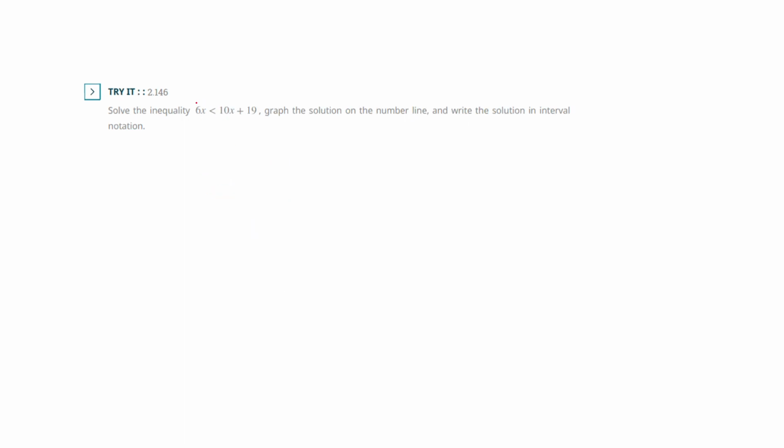Okay, normal rules. So the rooms are clean. We want to get the x's back together. I'm going to subtract 10x from both sides. Now I'm dividing both sides by negative 4, so we have to keep in mind that that flips it. Okay, we want the x's that are greater than negative 19 over 4. Okay, well I don't want that exact number, so I give it a parenthesis, and then we'd be going on forever.